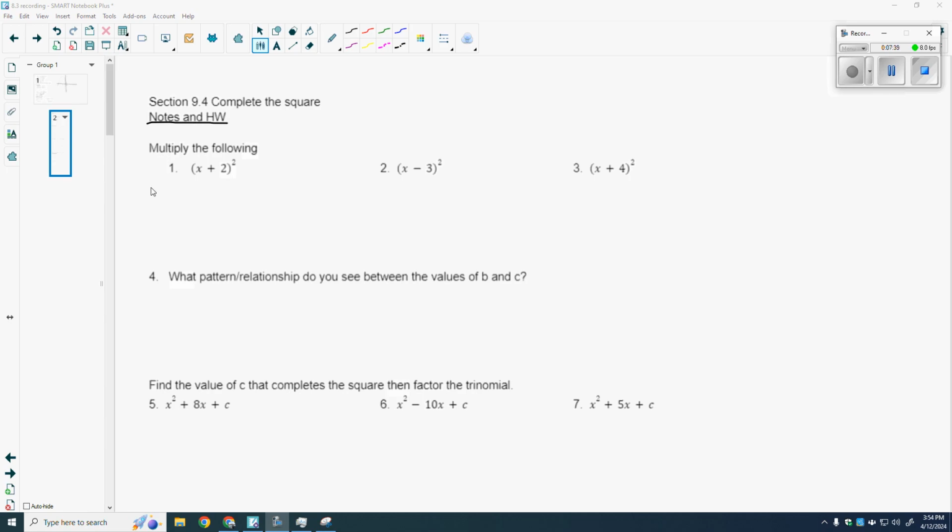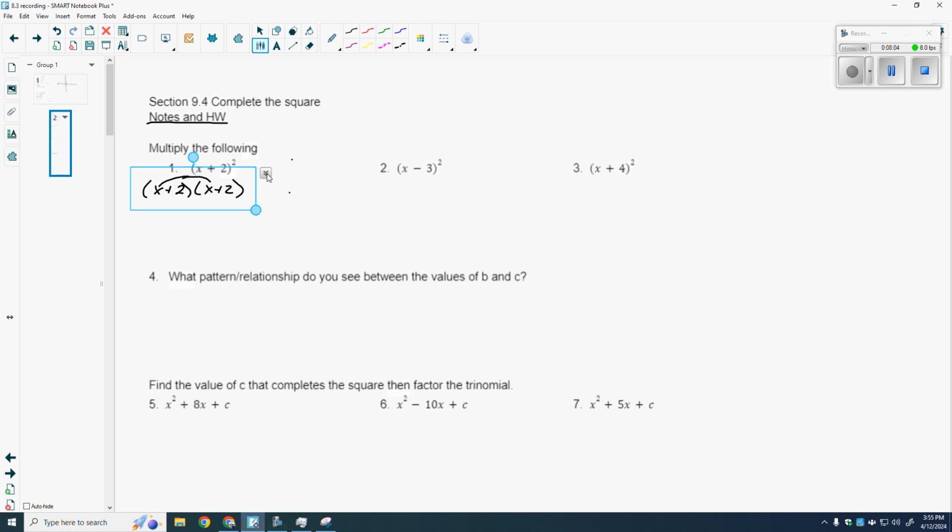Hopefully you hit pause. If not, hit pause and try them, then come back. So if you've hit pause and you're back, what does x plus 2 squared mean? It means multiply x plus 2 times another x plus 2. So I'm going to go x times x.